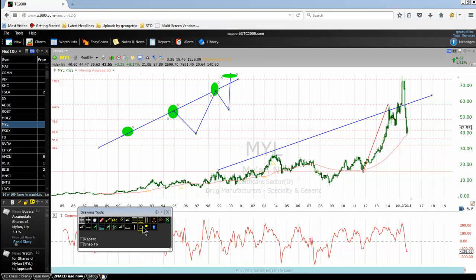So we are looking for a high and a higher high, okay? So there's one here, a high and a higher high. Then we draw a trend line through these two points. So this is the blue line here, okay?